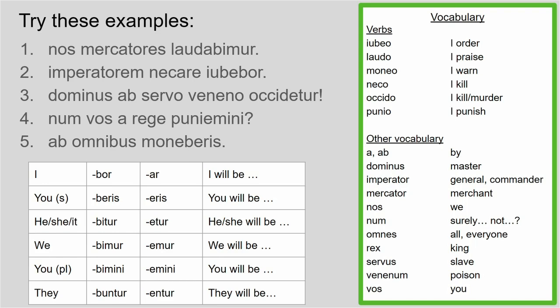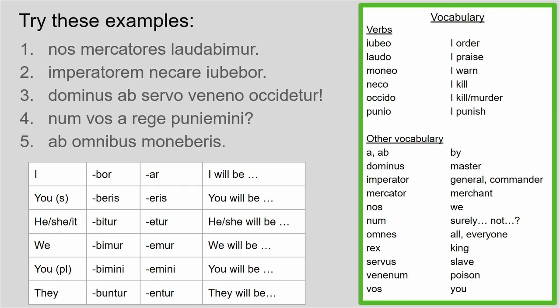So number 1, nos mercatores laudabimus. Laudabimus matches my we ending for the first and second conjugation, so we will be something. Laudo, praise. We will be praised. Nos just indicates who I'm talking about, so maybe I would be sort of circling my hand around a bunch of people. We will be praised, and I also find out that we are mercatores because that is plural nominative and therefore also matches my laudabimus, my first person plural ending. So we merchants will be praised.